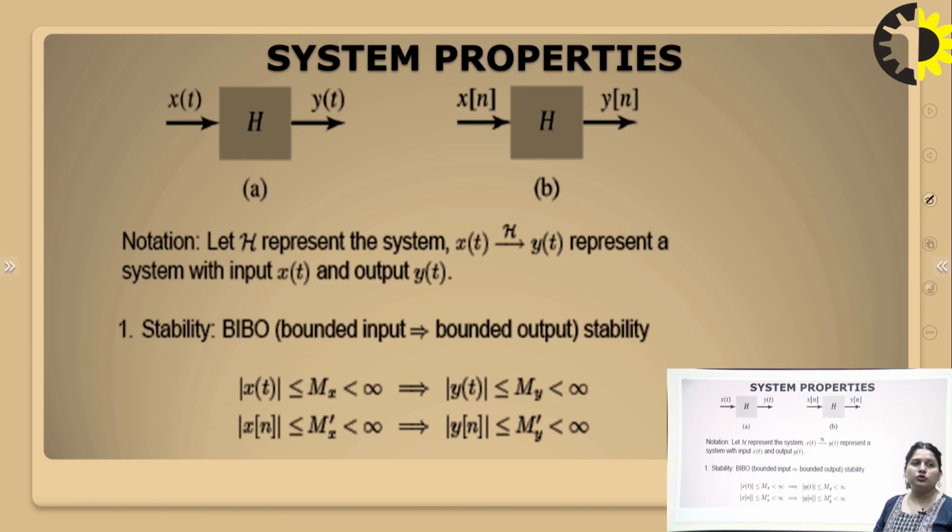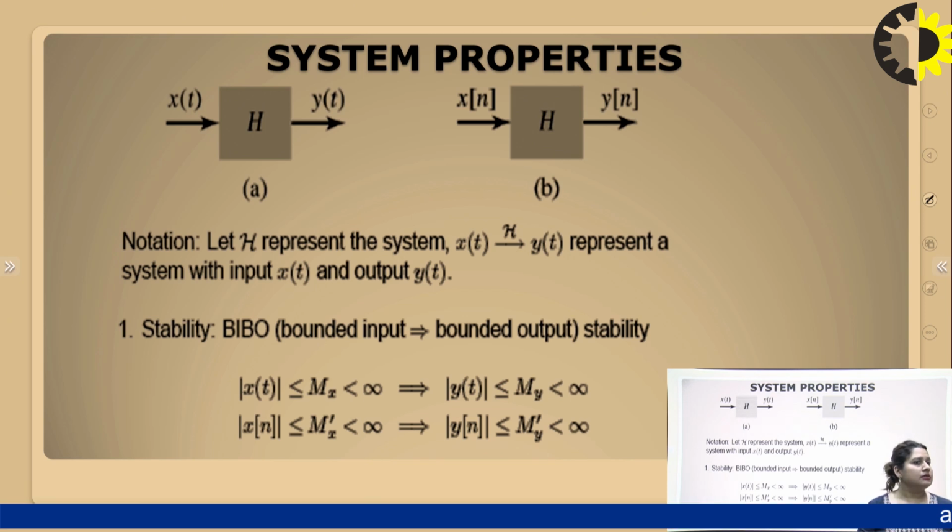Now we will come to system properties. So we have some system properties. We have already discussed what a system is. Whenever any input is given to a particular system, it will give you some response. So y(t) is a response of a particular system which has an input x(t), or we can say y(n) is a response of a particular system which has an input x(n). Now h is the notation given to a system, which is particularly a transfer function, or in the time domain it is called an impulse response.